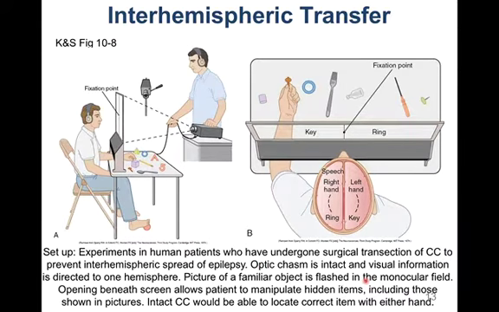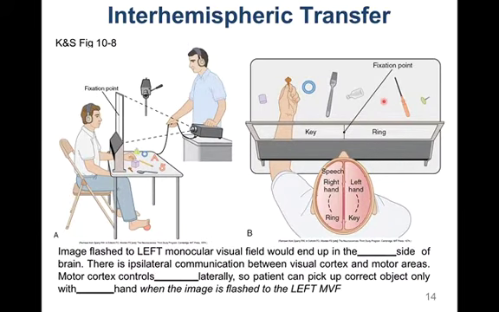Flashed specifically to the monocular field of view, and then an opening beneath the screen allows the individual to reach around, manipulate the items that are hidden from their view, including ones that are shown in the pictures. So an individual with an intact corpus callosum would be able to correctly locate the correct item, let's say a key, with either hand, either their left hand or the right hand. But let's see what happens when we have an individual with a transected corpus callosum.